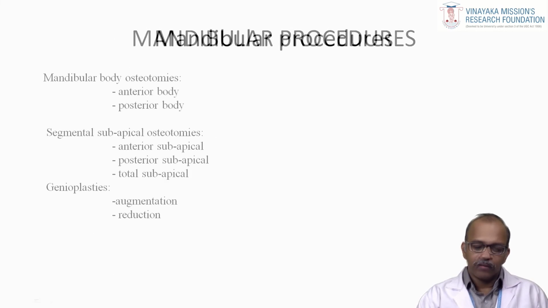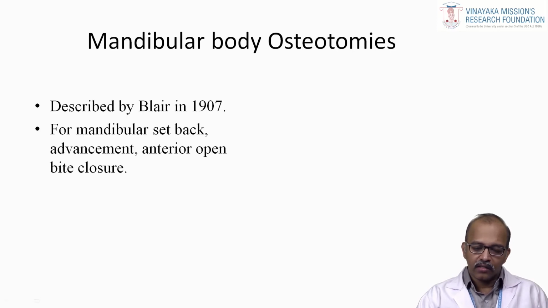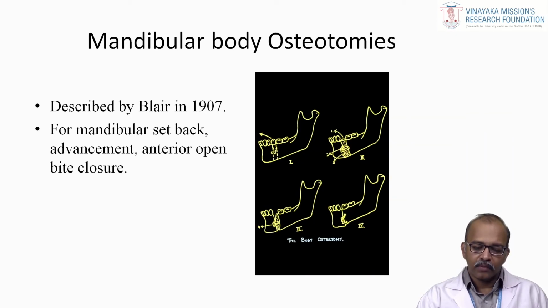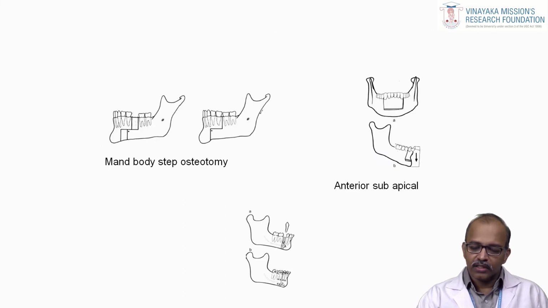Mandibular procedures. Mandibular procedures can be mandibular body osteotomies, anterior body, posterior body osteotomies, segmental subapical osteotomies, anterior subapical osteotomies, posterior subapical, total subapical osteotomies, genioplasties, augmentation and reduction. Body osteotomies are not usually done nowadays. Body osteotomy described by Blair in 1907 is usually done for mandibular setback, advancement, anterior open bite closure. This is how the body osteotomy is done.